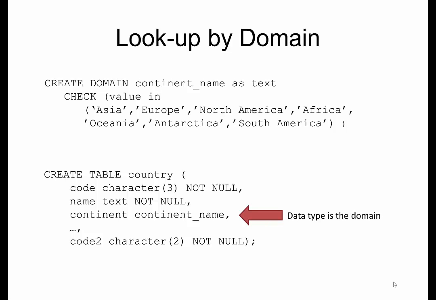Okay, are you clear what the difference is here? We've created a new data type called continent name that only accepts these values, and then we're defining the field to be of that data type. You understand the difference between that and the previous one? In the previous one, this list was defined in the table definition. Now the list is being defined in a user-defined data type or data domain.